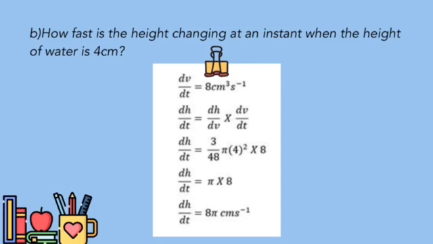That is not complete yet because we want to find dh over dV. After changing dV over dh into dh over dV, the answer becomes 48 over 3 pi times 4 squared. Therefore dh over dt equals 1 over pi times 8. Thus the answer is 8 over pi centimeters per second.